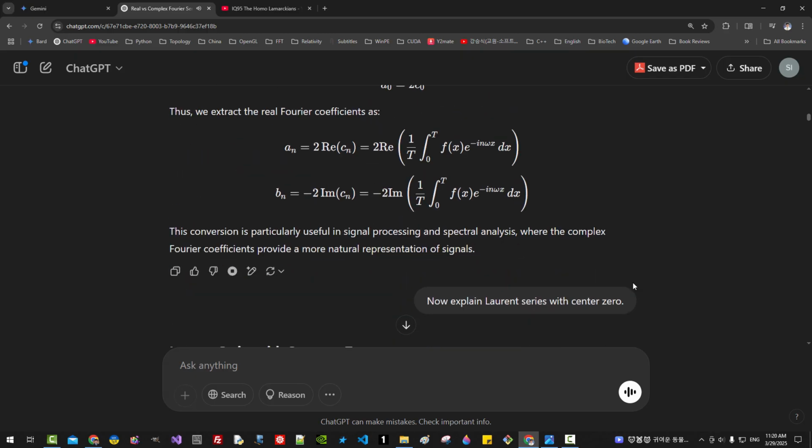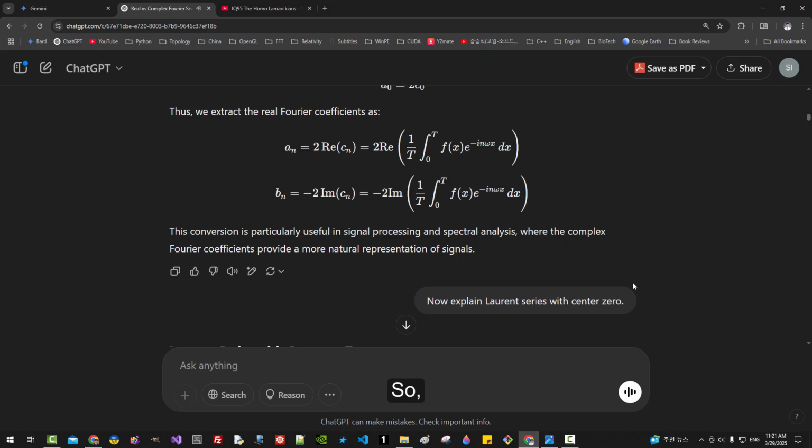Thus we extract the real Fourier coefficients as a_n = 2 Re(c_n) = 2 Re((1/T) ∫ from 0 to T of f(x) e^{-i n ω x} dx), and b_n = -2 Im(c_n) = -2 Im((1/T) ∫ from 0 to T of f(x) e^{-i n ω x} dx). This conversion is particularly useful in signal processing and spectral analysis, where the complex Fourier coefficients provide a more natural representation of signals.